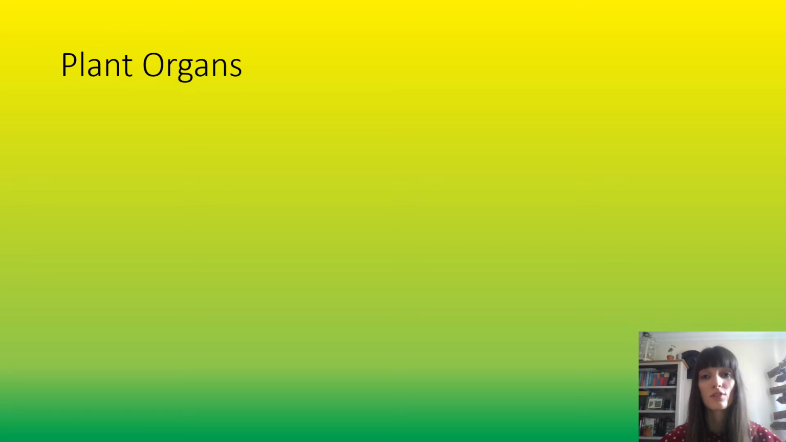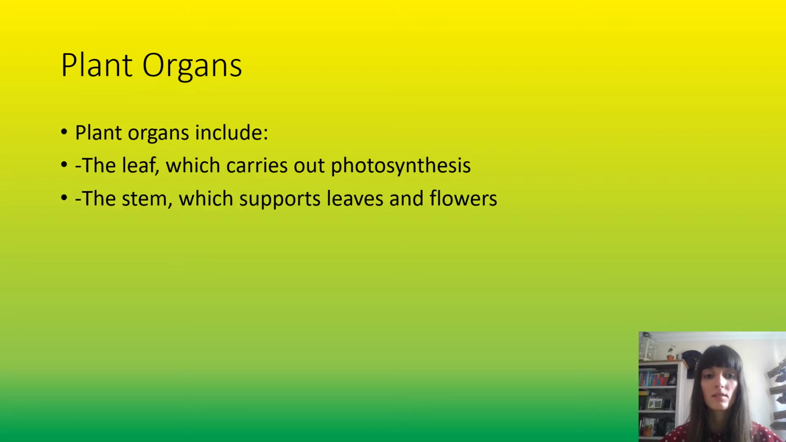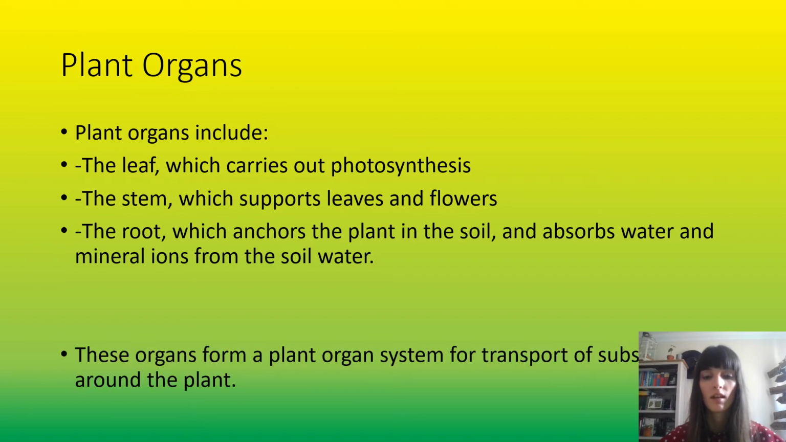A plant has organs just like you and I, and on the video that was about cells to organ systems, we said that a leaf was a plant's organ. So the leaf carries out photosynthesis, the stem supports the leaves and the flowers to go upright, and the root anchors the plant in the soil and absorbs the water and mineral ions from the soil water. These organs form a plant organ system for the transport of substances around the plant.